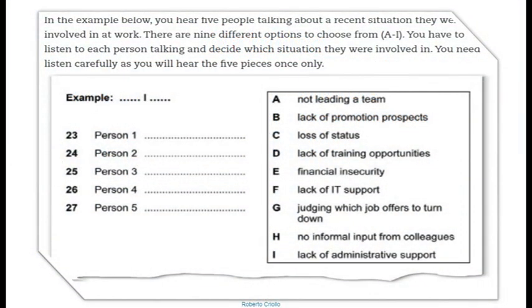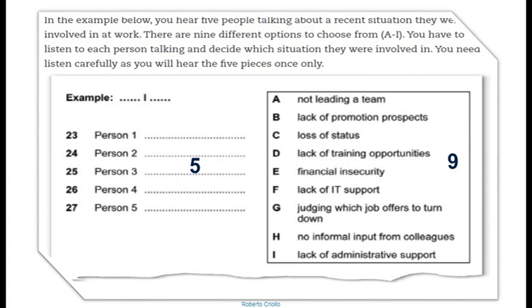One example from the Test of English for International Communication, the TOEIC. If you see, this is a listening comprehension task. The person has to listen to five people talking about situations that they have at work, and we have five people, and the situations that we have on the other side are nine situations.